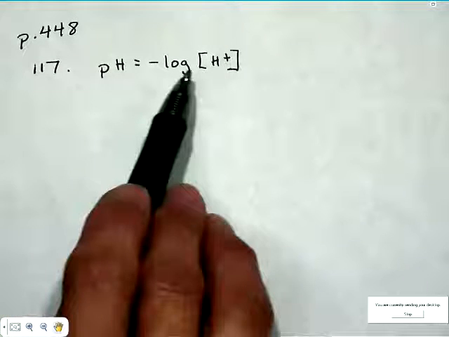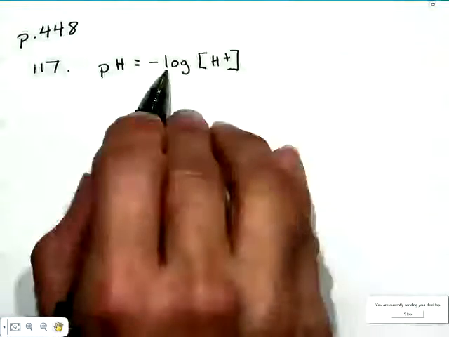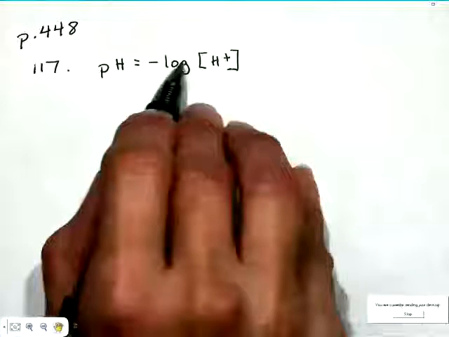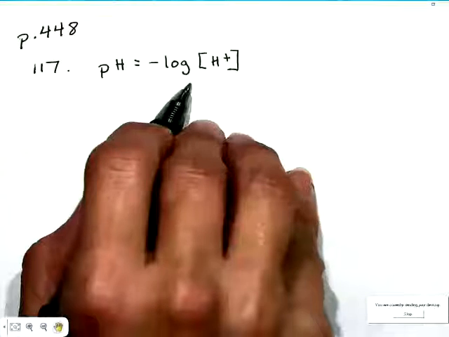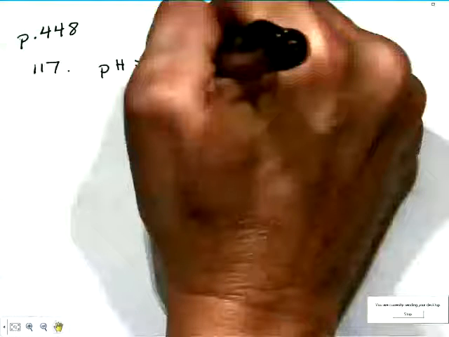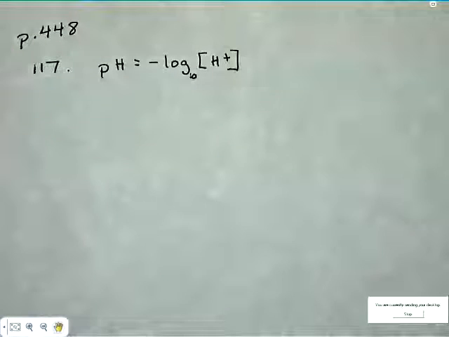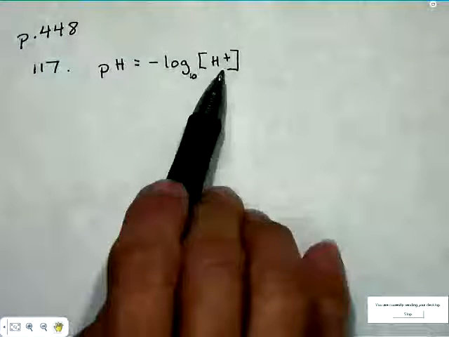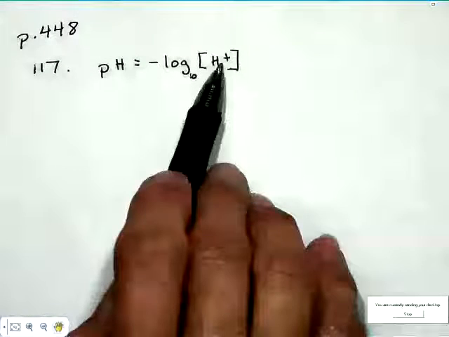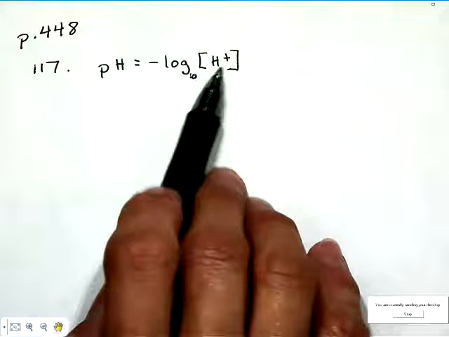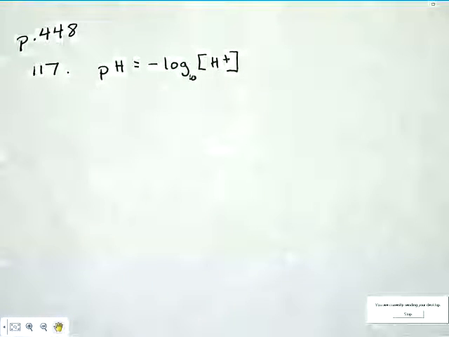In the book, they've written log base 10. I really can't figure out why, because log without a written base is understood to be base 10. So maybe they put that in there for folks who skipped the previous part of the chapter. I don't know, but you don't have to write that 10, and it still means log base 10. H positive is the hydrogen ion concentration, which determines the acidity or alkalinity of a substance.